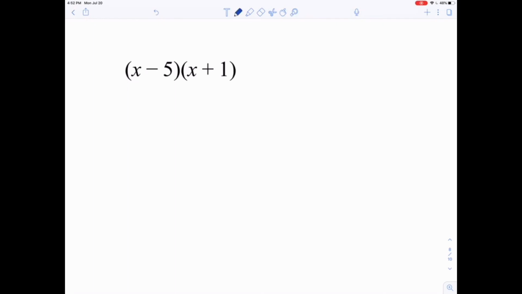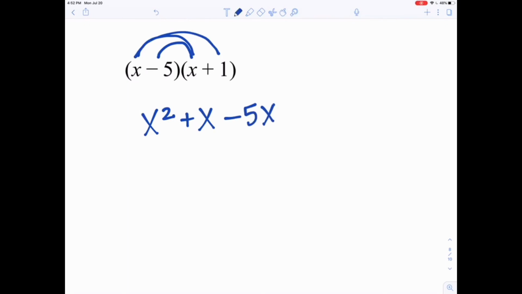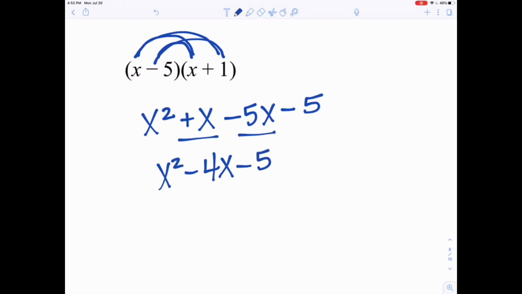Okay, here we go. So first one, x times x is x squared. Outer, x times positive 1 is positive x. Inner, negative 5 times x is negative 5x. And last, negative 5 times positive 1 is negative 5. So now we combine these like terms. 1 minus 5 gives me negative 4. So that's x squared minus 4x minus 5.